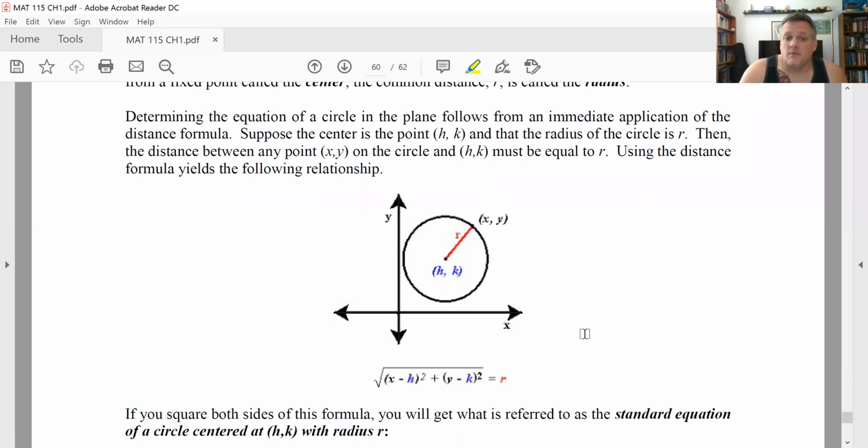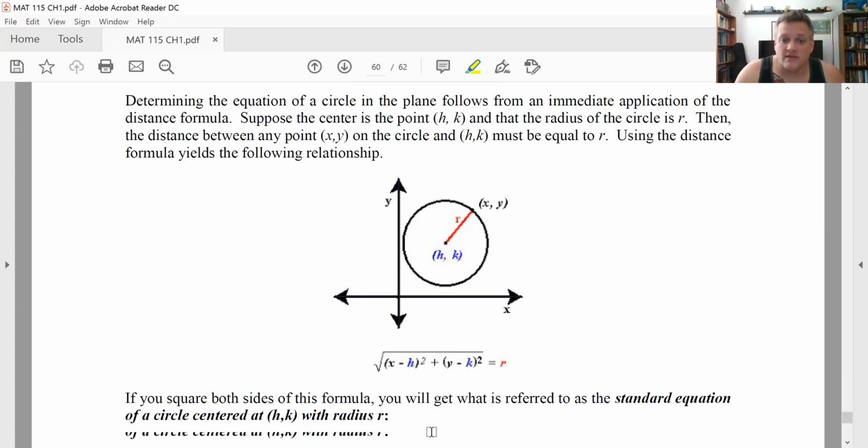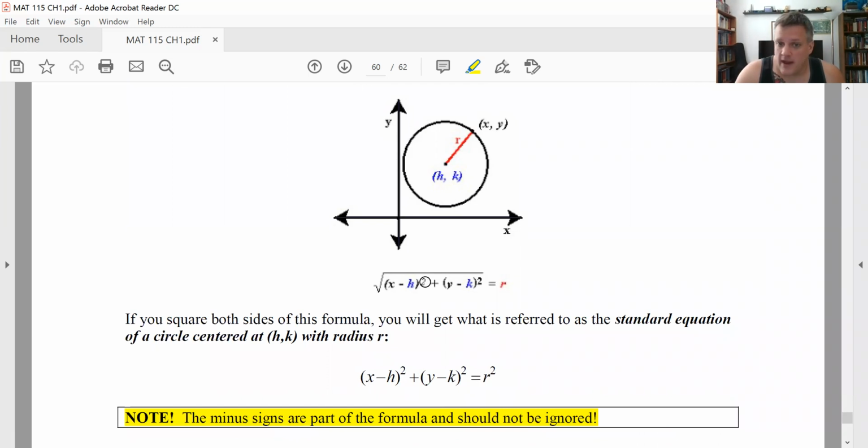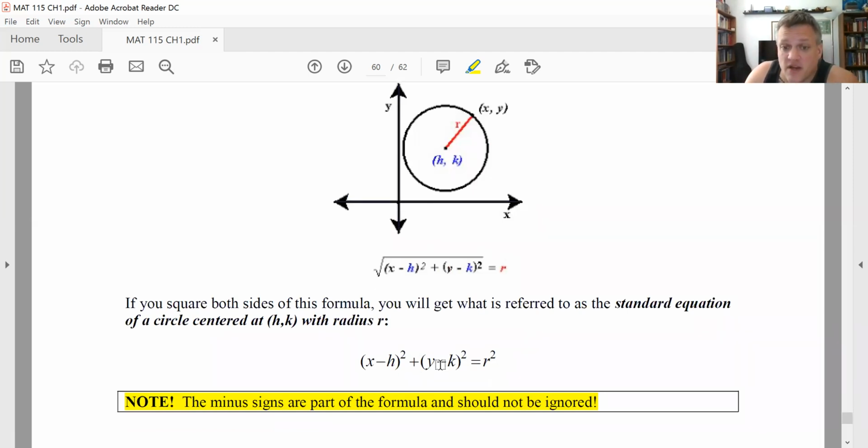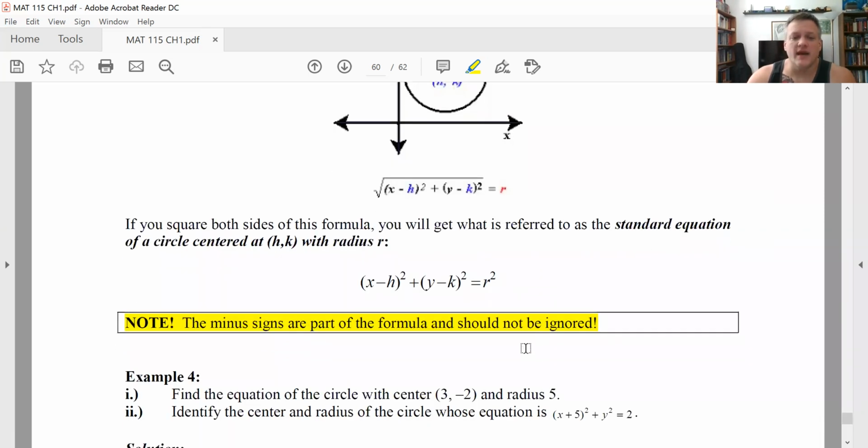Now what people typically do from here is square both sides because people don't want to deal with radicals. So we'll say that the standard equation of a circle centered at H, K with that radius r is (x minus h) squared plus (y minus k) squared equals r squared. Keep in mind here that these negatives are part of the formula. You can't ignore those, right? They have to be there. Okay? All right, so let's actually look at this example.